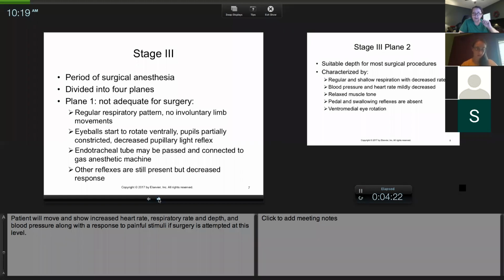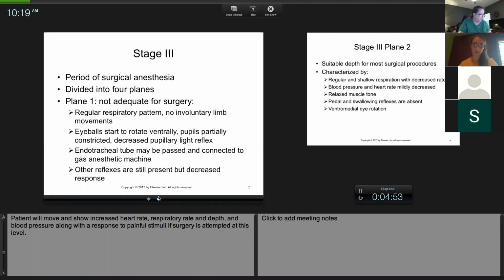Stage 3, plane 1. Now, I have dogs that resist passing the tube, and I have to give them a little more. Remember, some animals have this laryngospasm, like cats. So some are hard in this stage to intubate, but this is where we intubate. This is not adequate for surgery. So those are 2 key things to know. Intubate, not ready for surgery. They still may have a little blink.